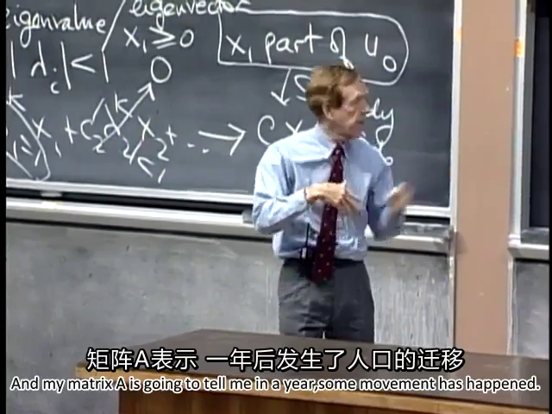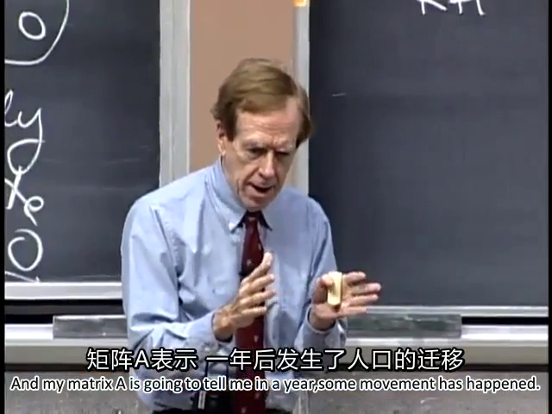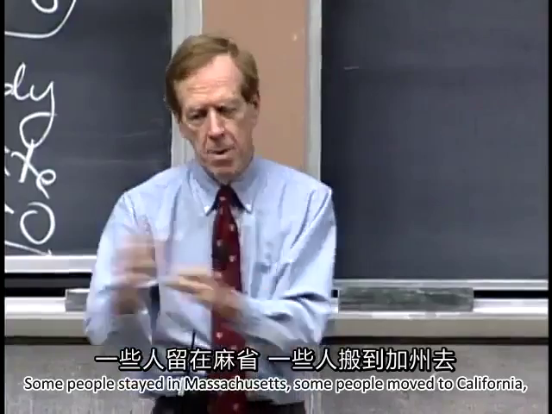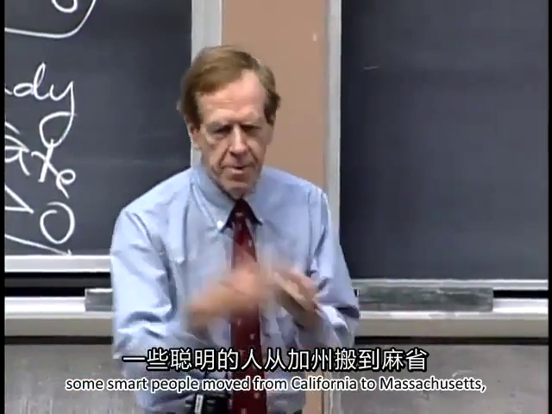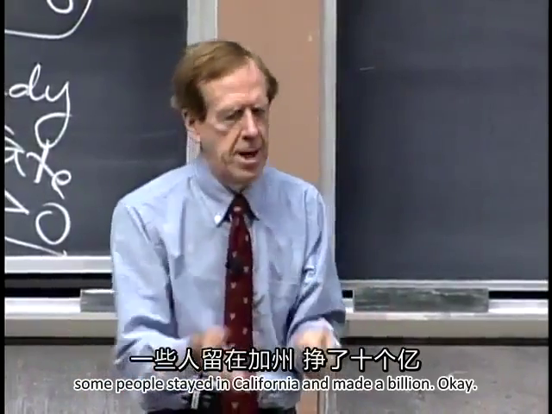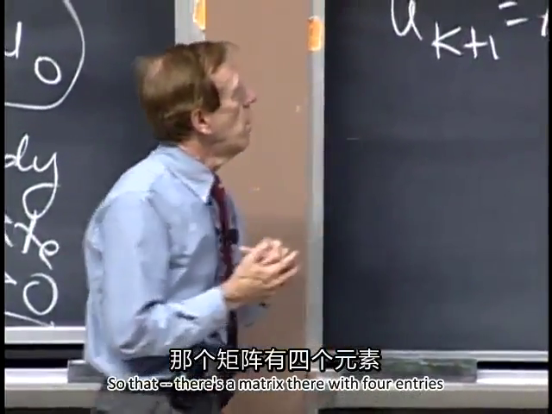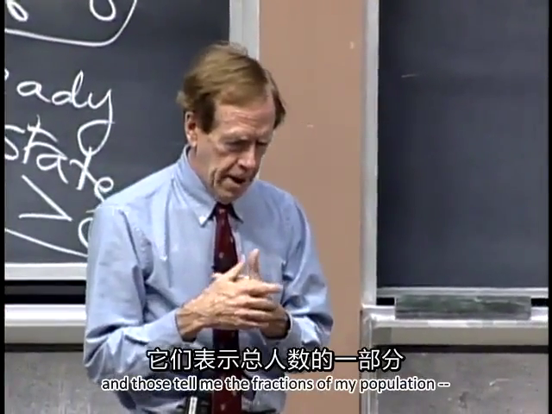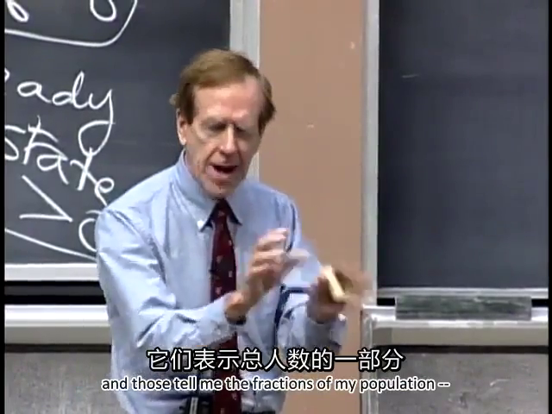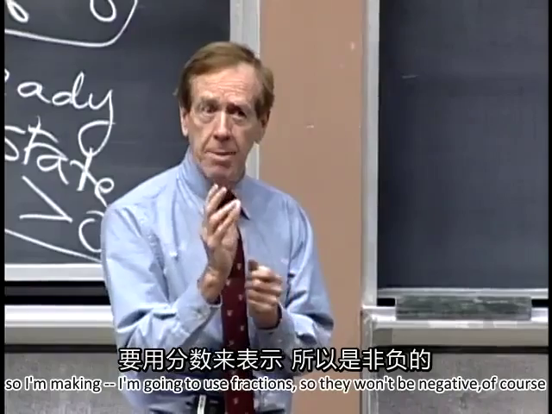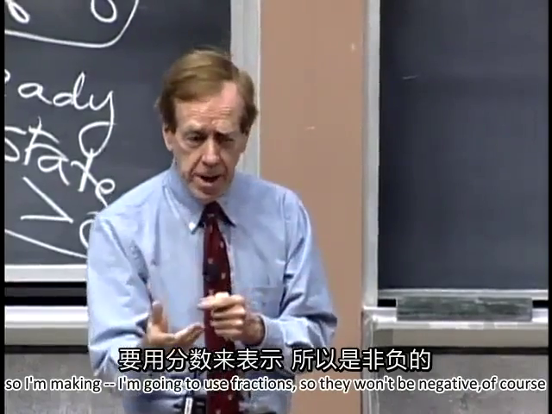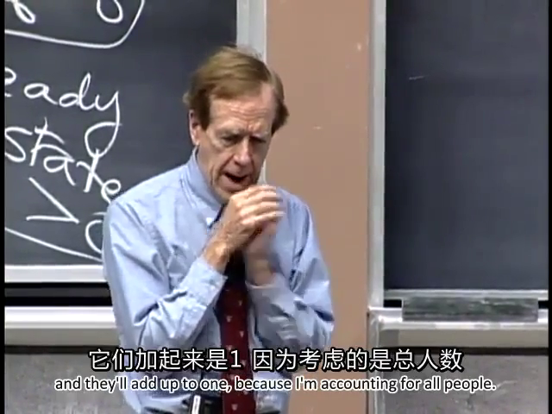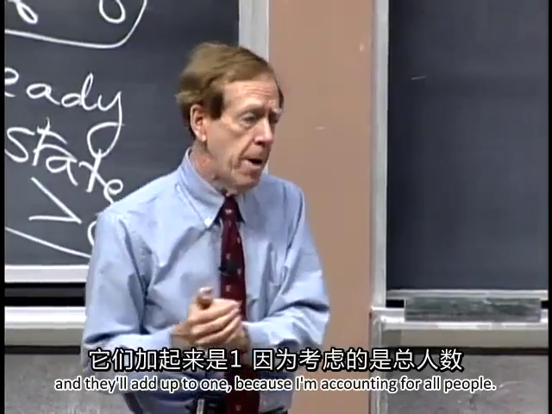And my matrix A is going to tell me in a year some movement has happened. Some people stayed in Massachusetts, some people moved to California, some smart people moved from California to Massachusetts, some people stayed in California and made $1 billion. OK, so there's a matrix there with 4 entries. And those tell me the fractions of my population. So I'm going to use fractions. So they won't be negative, of course, because only positive people are involved here. And they'll add up to 1 because I'm accounting for all people.